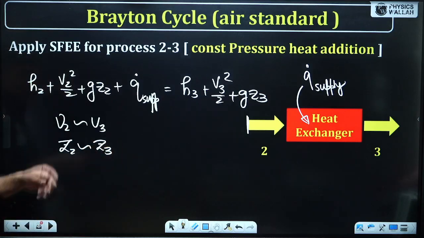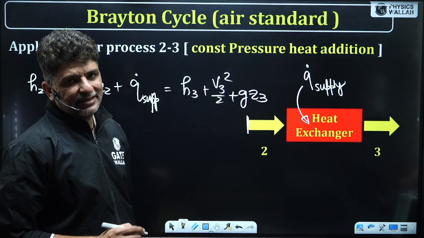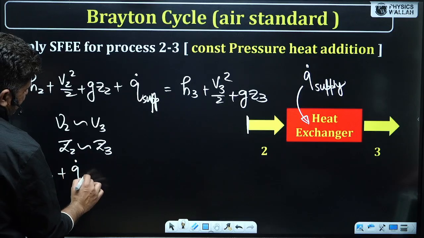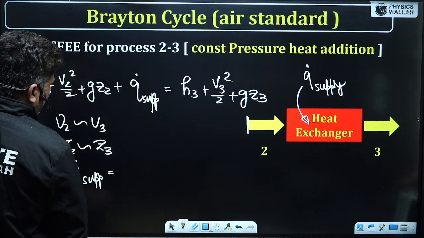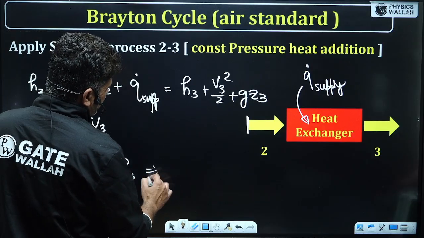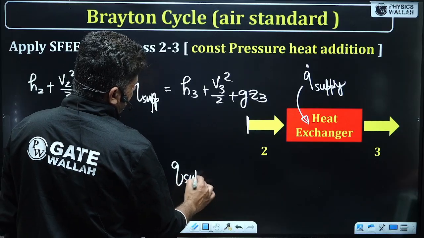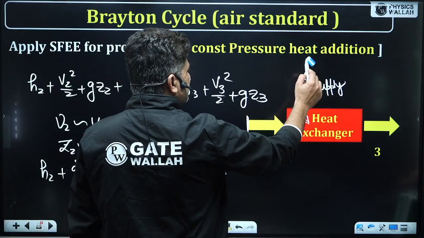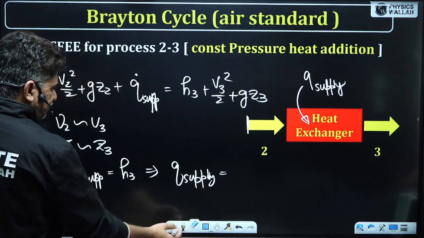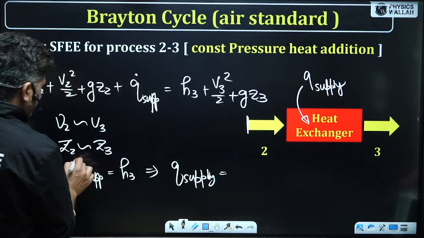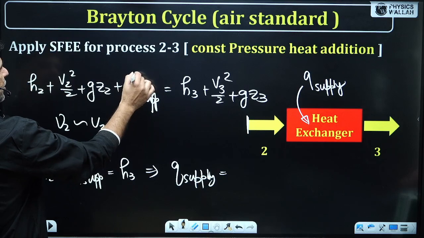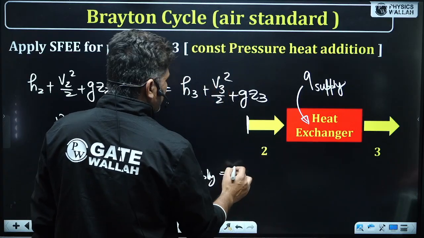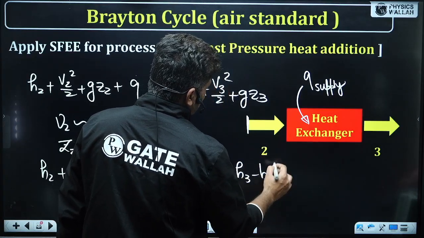Then these two terms, V2 ZZ2 and V3 ZZ3, will go out, and you see that H2 plus Q supply will be equal to H3. And from here you can write Q supply. In fact, you should remove the dot from here, because dot is generally used for per second. So we can simply write Q supply, that will be equal to H3 minus H2.